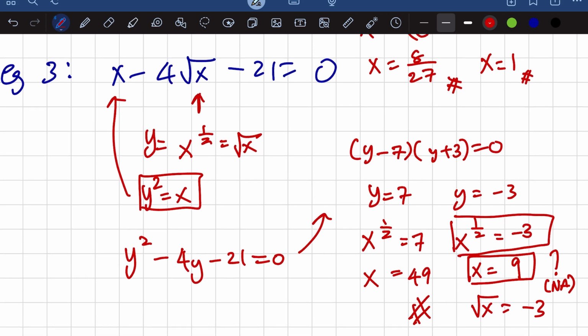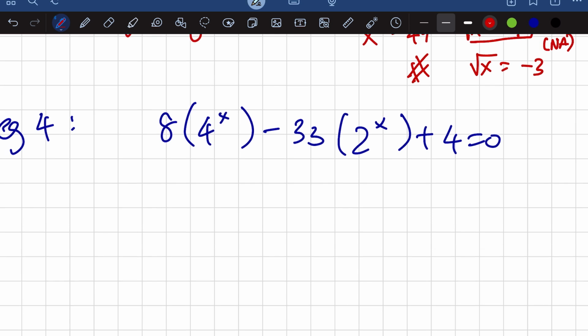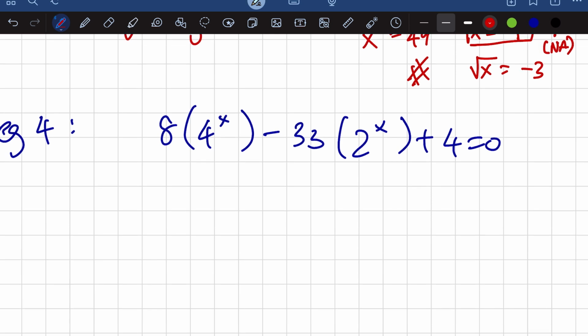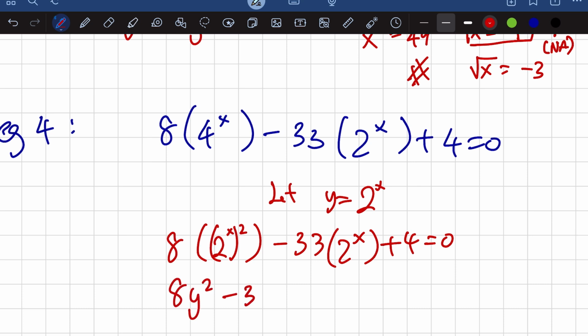Okay, now let's try example 4. Now, what do we want to replace? In this case, we're going to look at probably 2 to the power x, right? We don't want that out. So we're going to let y be equal to 2 to the power x. And if we replace it, we will end up having 8 times (2 to the power x) squared, right? Minus 33 times 2 to the power x plus 4 equals 0. So we're going to end up having 8y squared minus 33y plus 4 equals 0.